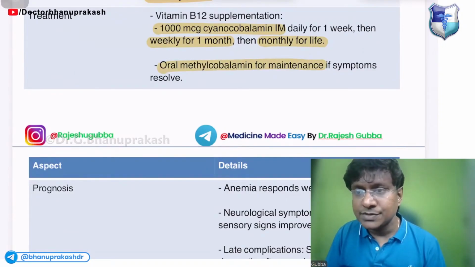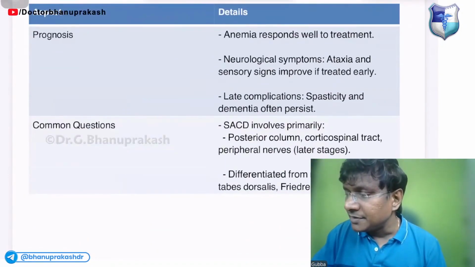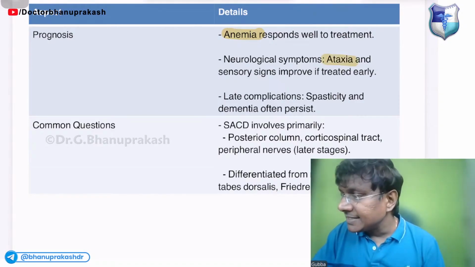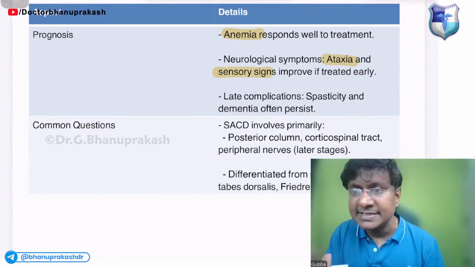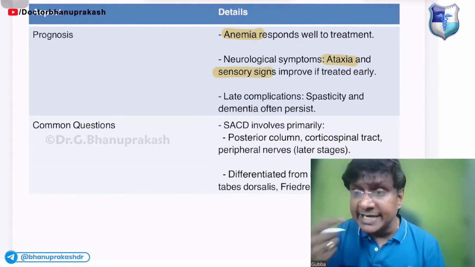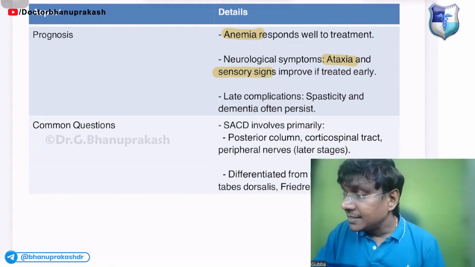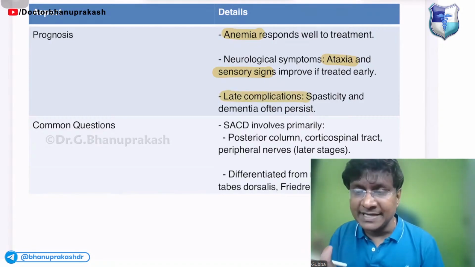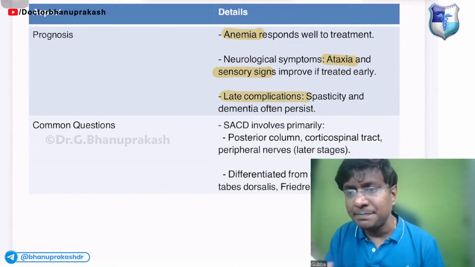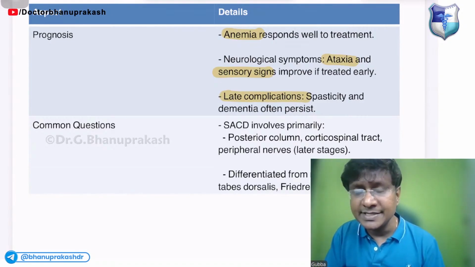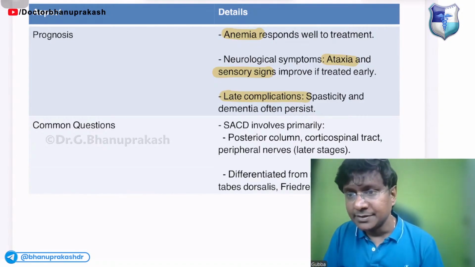And how will be the prognosis? Remember, whenever you are treating the anemia, it responds well to the treatment. And even in the neurological symptoms, ataxia as well as the sensory signs, they improve if you treat the patient early, right? And late complications like spasticity and dementia will often persist. But symptoms like ataxia and sensory signs improve if you treat early, right?